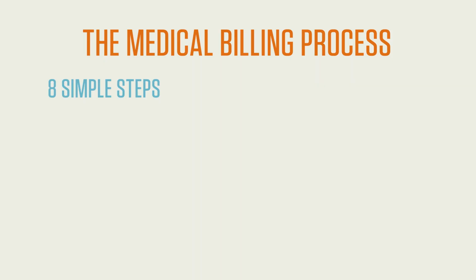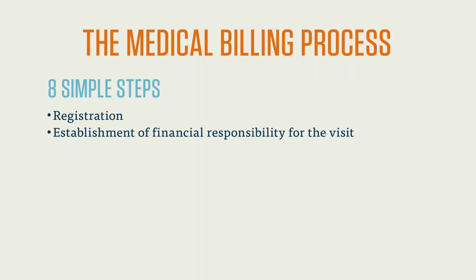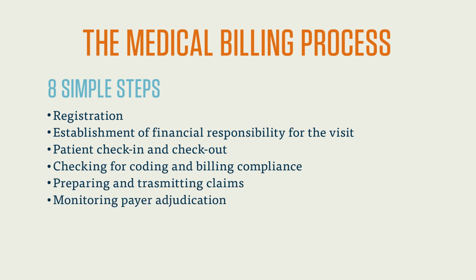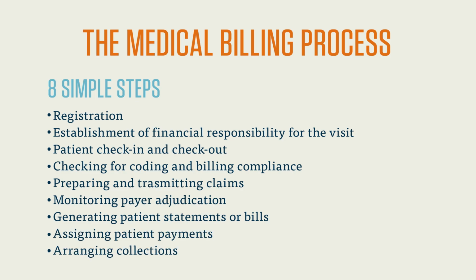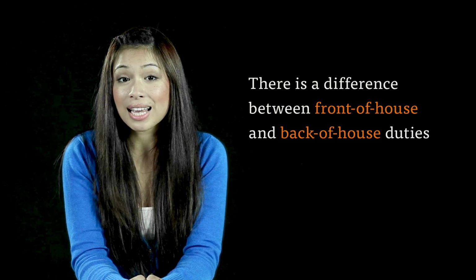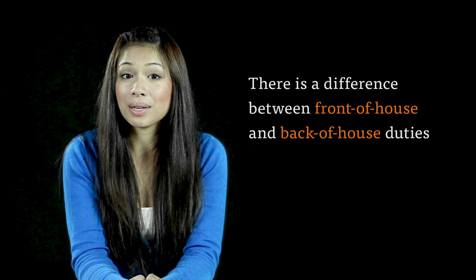Like medical coding, medical billing might seem large and complicated, but it's actually a process that's comprised of 8 simple steps. These steps include registration, establishment of financial responsibility for the visit, patient check-in and check-out, checking for coding and billing compliance, preparing and transmitting claims, monitoring payer adjudication, generating patient statements or bills, and assigning patient payments and arranging collections. Bear in mind that there is a difference between front-of-house and back-of-house duties when it comes to medical billing.